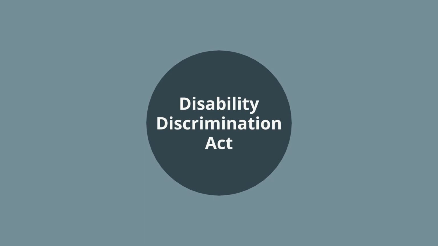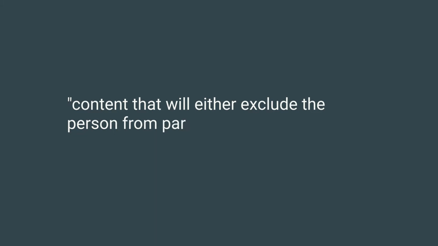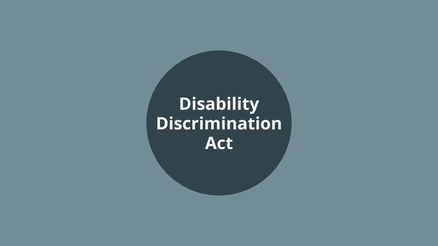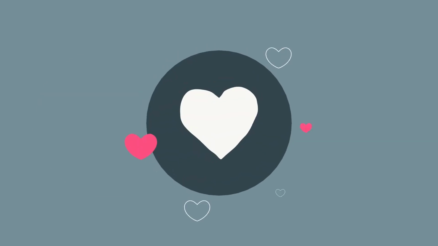The Disability Discrimination Act actually makes it illegal for us to discriminate against students by creating courses that have content that will either exclude the person from participation or subject the person to any other detriment. But we shouldn't just care about accessibility because the law tells us to. We should do it because we care about our students.